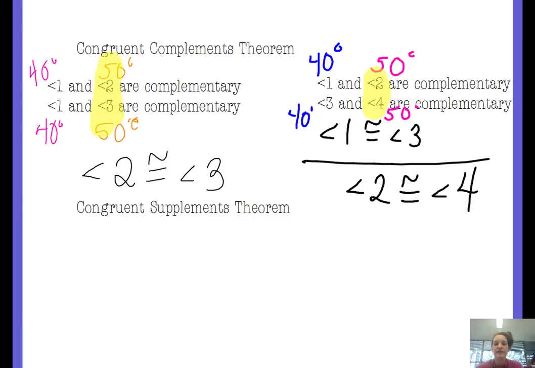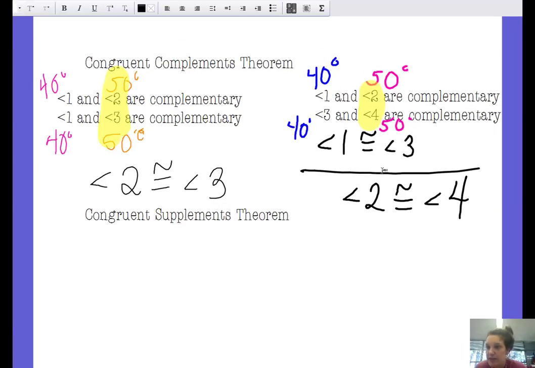So those are two different ways that you might use the congruent complements theorem. Look for a repetition, like look for two statements that talk about angles being complementary. If you see two statements in your proof that use the word complementary, that talk about different sets of angles being complementary, you're probably going to use the congruent complements theorem.